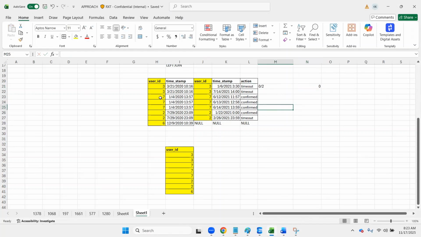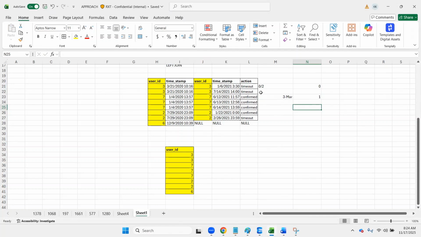Similarly, if you see user 7, from this we understand it tried 3 times. So the denominator is 3. Out of how many times was he successful? As confirmed, he successfully landed on the landing page, 3 times. So ultimately we get the percentage as 1, which means 100%. Similarly for the rest.